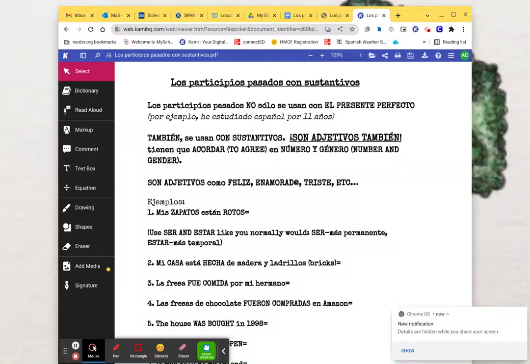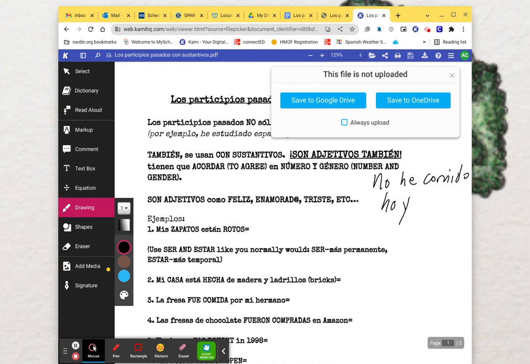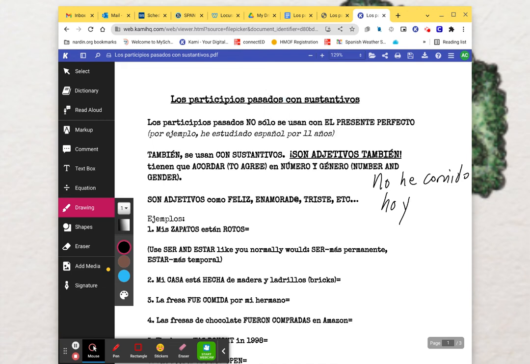Remember that when we did the presente perfecto to say something like no he comido, we would say no he comido hoy, for example, or no he viajado a Mexico, or ella no ha visitado un país en Europa. So you always use the he plus the ado or ido, like he hablado español. That was what we tested on recently. We've been studying that for a while.